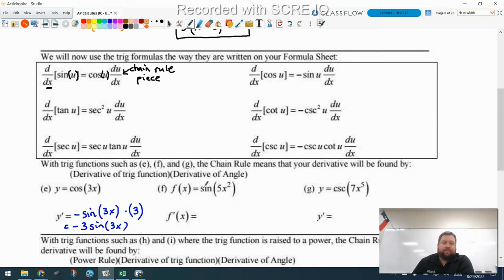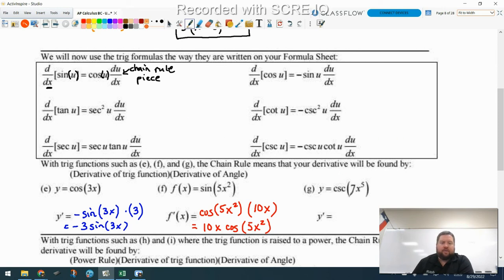All right, second one. I would encourage you to maybe try the next 2 on your own, and then unpause the video and see how you did. All right, letter F: the derivative of sine is cosine. Leave the inside part the same. Multiply by the derivative of the inside. And again, I'd probably rewrite that as 10x in front, cosine of 5x squared.